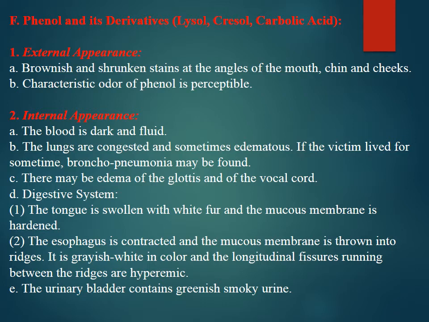If the victim lived for some time, bronchopneumonia may be found. There may be edema of the glottis and of the vocal cord. Digestive system: the tongue is swollen with white fur and the mucous membrane is hardened. The esophagus is contracted and the mucous membrane is thrown into ridges. It is grayish-white in color, and longitudinal fissures running between the ridges are hyperemic. The urinary bladder contains greenish, smoky urine.